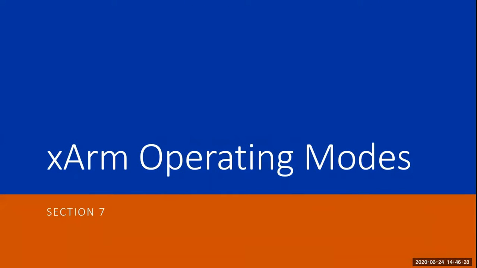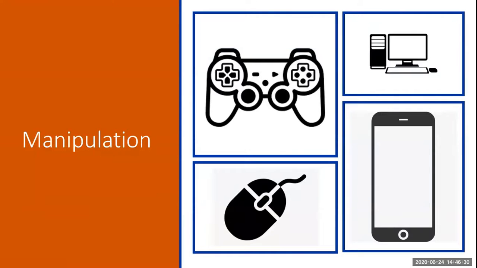XARM operating modes. This XARM is very useful. It can be manipulated just like any other robot arms. So you can use your remote control to control it, or you can use your PC directly to control it, or use your cell phone or even mouse. This, we call it a manipulative mode. So basically, it's just like a crane. You can actually control it to do whatever you want to do. So you basically give the order by yourself.